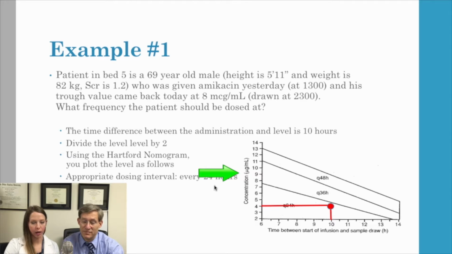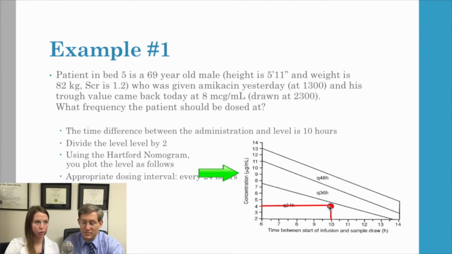So we'll go through this as an example. We have a theoretical patient who yesterday got amikacin at 1 p.m., and the level came back as 8 micrograms per milliliter, drawn 10 hours later. So what frequency should this patient be dosed at? The time difference between administration and the level being drawn is 10 hours. You then divide that number by 2. If I can emphasize one thing, it's very important. Dividing by 2 gives us a concentration of 4. So we fall within the Q24-hour dosing window.